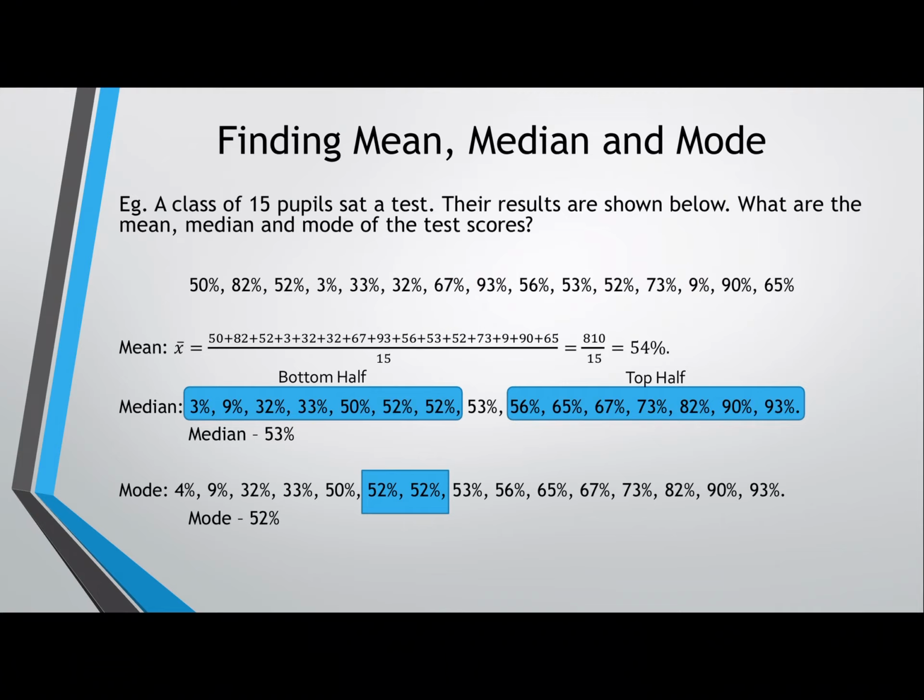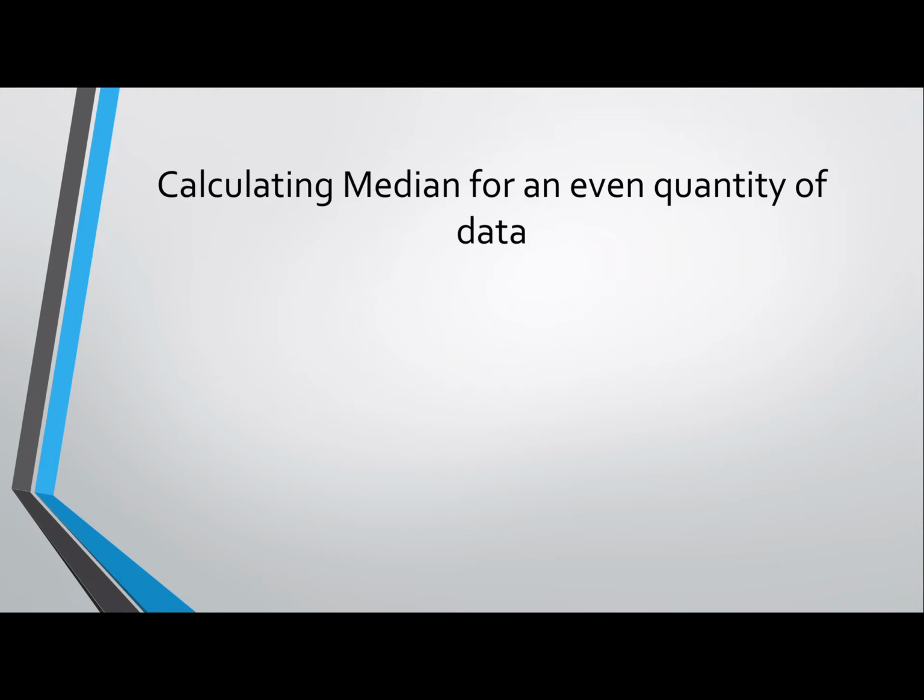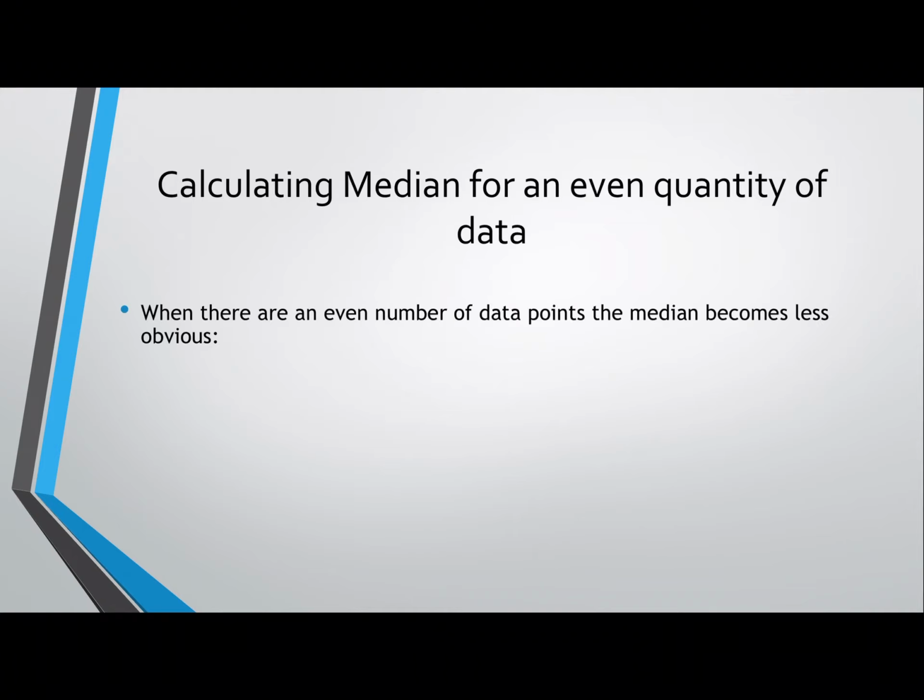So there's something else we need to speak about with median before we go into our next thing. Calculating our median for an even quantity of data. When there are an even number of data points, our median becomes a little bit less obvious. We end up with our bottom half, our top half, and there's no number in the middle.